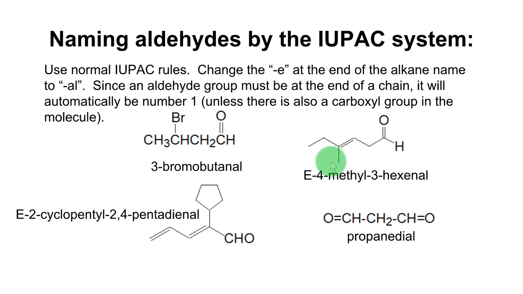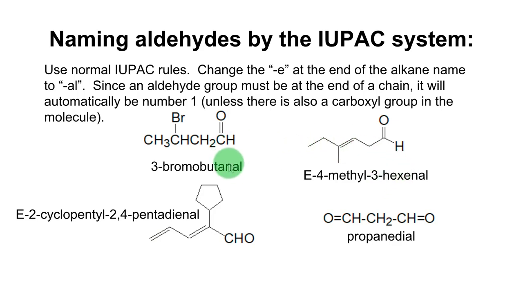And in this particular case, it's also got a methyl group at carbon number 4, 1, 2, 3, 4, so it's 4-methyl, 3-hexene-al. And then one other little detail here, just for fun. This particular double bond is one that can be cis or trans, and since the higher priority group is this group on one end and the ethyl group on the other end, and they are across from each other, it's an E, 4-methyl 3-hexene-al.